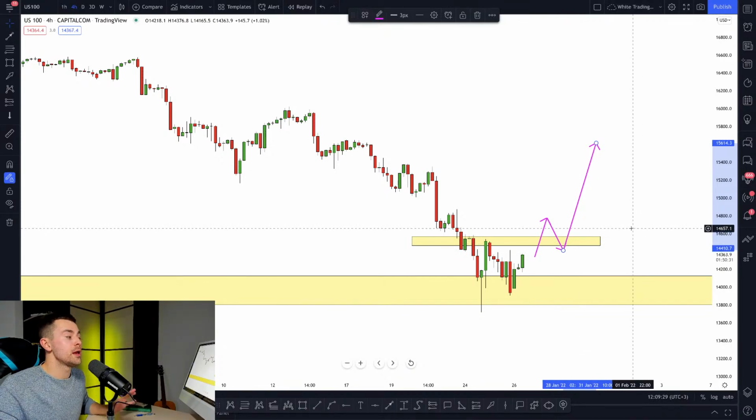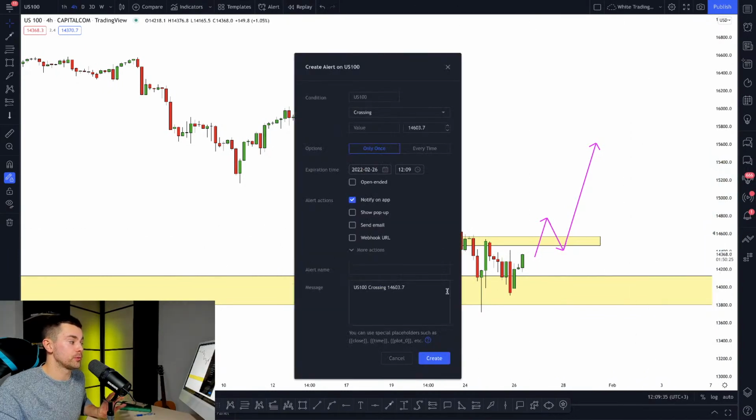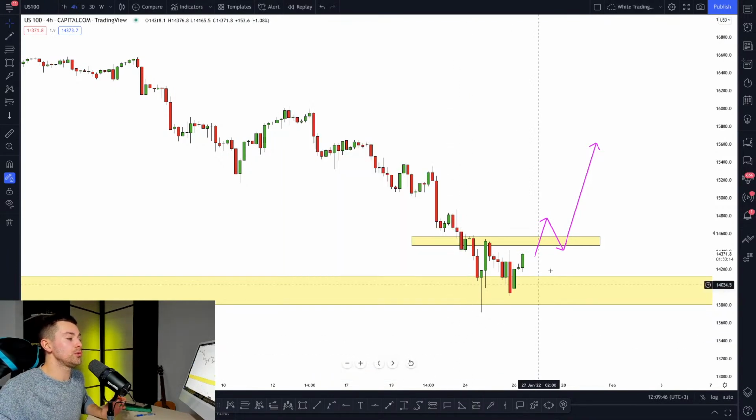In order to not miss the breakout of the neckline, you can set an alert. Set the alert just above the neckline and name it neckline breakout. Then you will be notified by TradingView once the price attempts to violate that. I hope that it is clear.